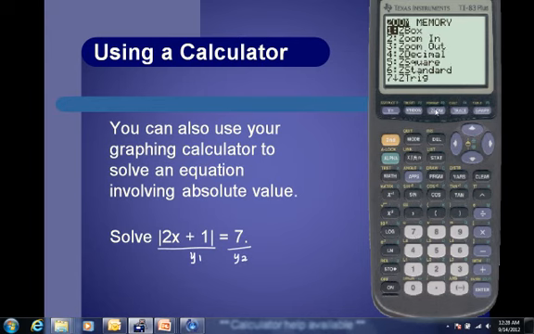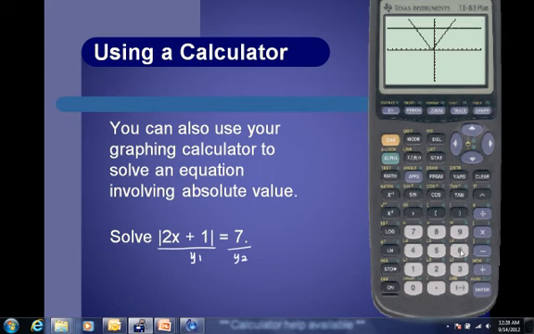Well, I'm going to go ahead and hit zoom 6 to get us on our standard screen. So there's what our graph looks like. The first one is our absolute value graph, which is usually a V-shaped graph. The 7 is the horizontal line through 7. Notice there are 2 points of intersection, so we are going to have 2 solutions.